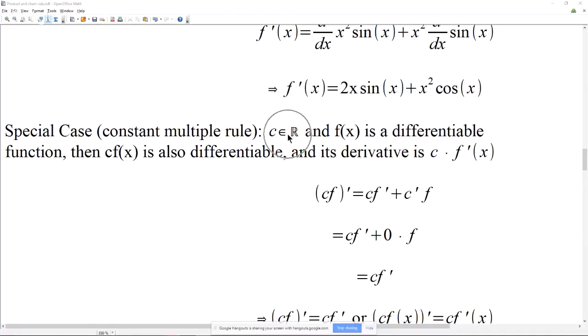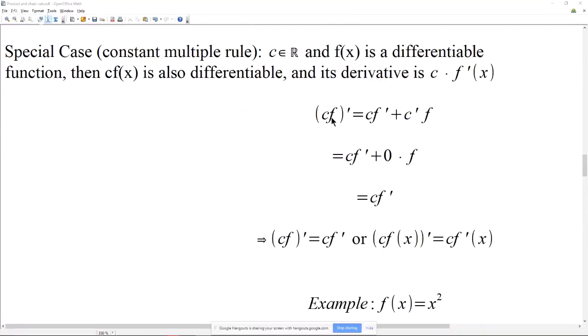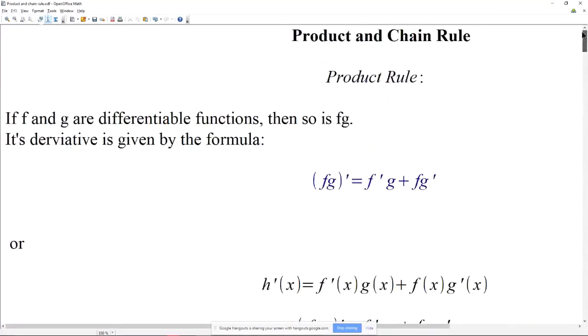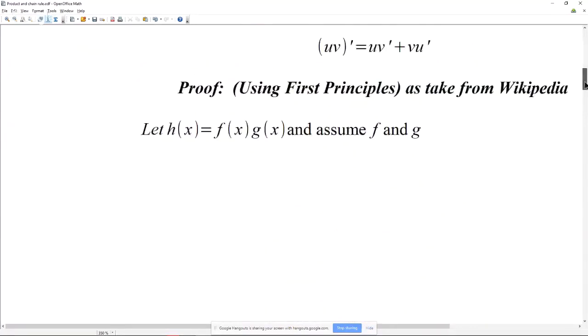So c is an element of the real numbers, c is a real number, and f of x is differentiable. So the function is able to be differentiated. Then a constant times the function is also differentiable, and its derivative is c times f prime of x. This is really a fancy way of saying this: if I have c times some function and I take the derivative, it is going to be equal to the derivative of the function times the constant, plus the derivative of the constant times the function. And all that is a special case of the product rule, only with a c instead, where c is a constant.